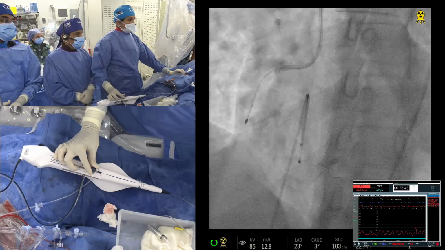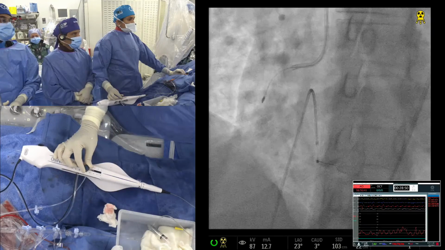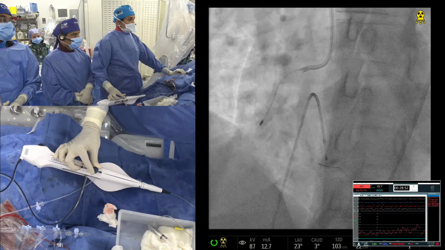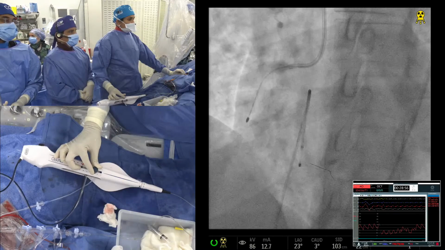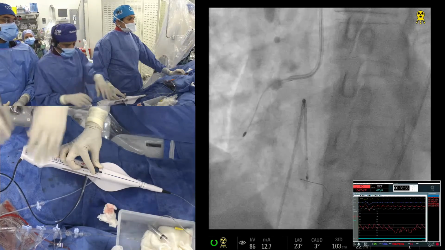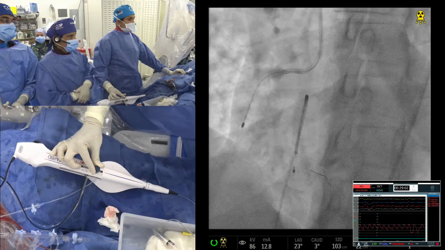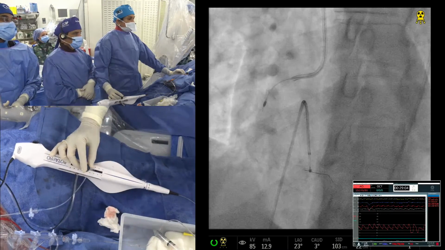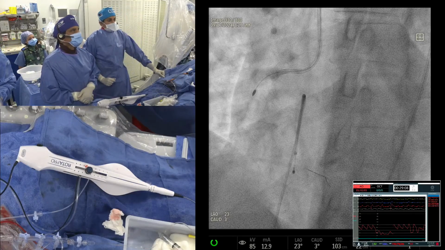5 seconds. 50. 10 seconds. 45. I hope the audience is realizing how it is mandated, how in the background you can hear the duration of the balloon inflation.